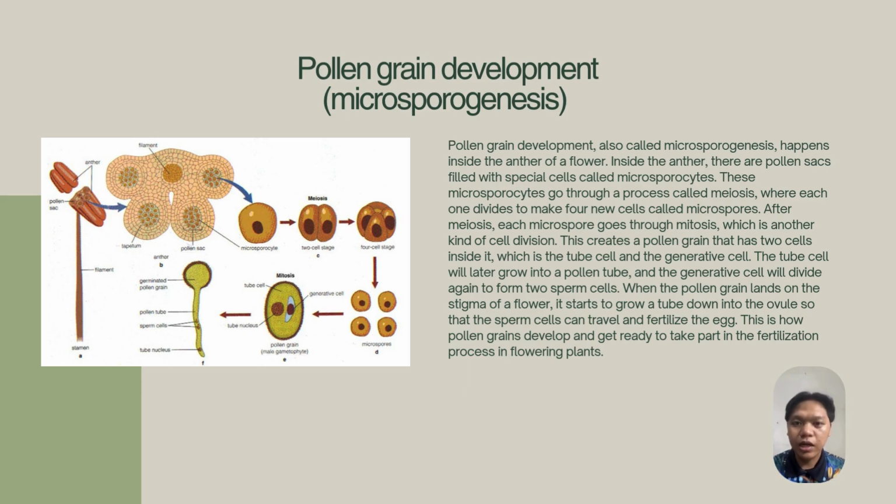The tube cell will later grow into a pollen tube, and the generative cell will divide again to form 2 sperm cells. When the pollen grain lands on the stigma of a flower, it starts to grow a tube down into the ovule so that the sperm cells can travel and fertilize the egg. This is how pollen grains develop and get ready to take part in the fertilization process in flowering plants.